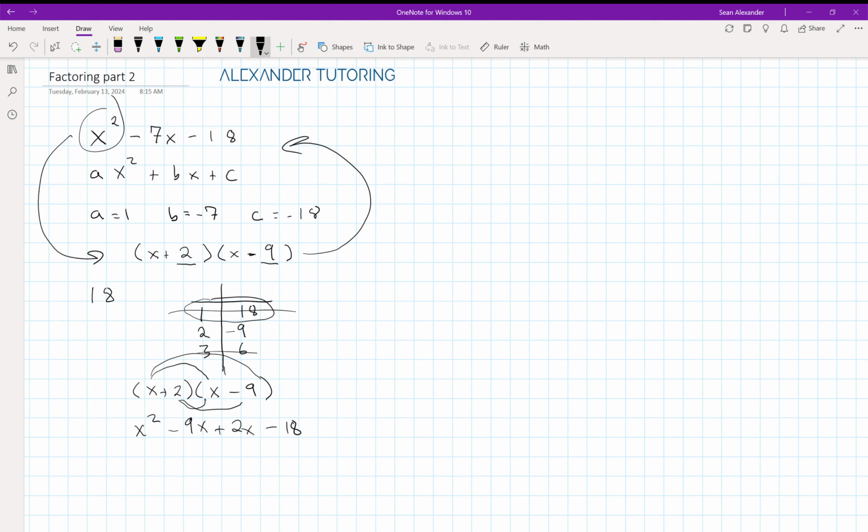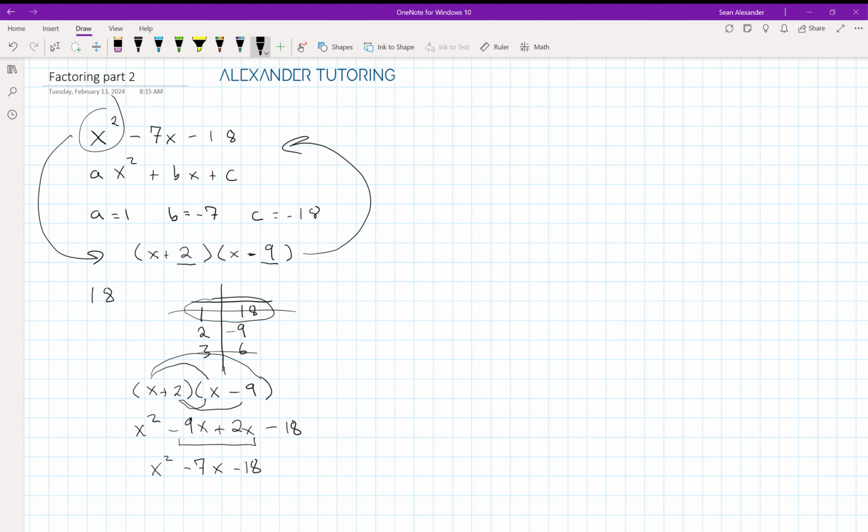And then guess what? The two numbers that we found, 2 and negative 9, multiply to get the c term. You can see that right there. And then we combine like terms in the middle. Those same two numbers, the negative 9 and 2, add together to get negative 7x minus 18, and we're back to where we started.